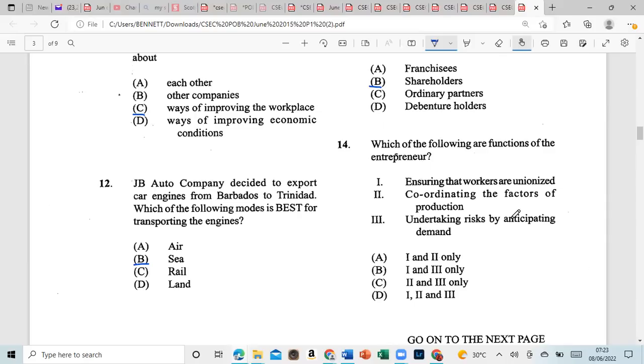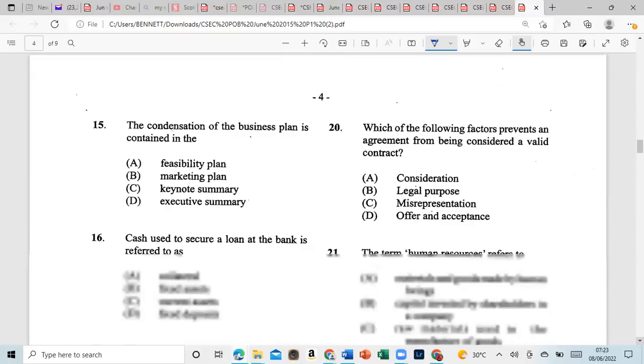Which of the following are functions of the entrepreneur? 1, ensure workers are unionized. 2, coordinating the factors of production. 3, undertaking risk by anticipating demand. And that would be C, 2 and 3 only. Let's move on to 15.